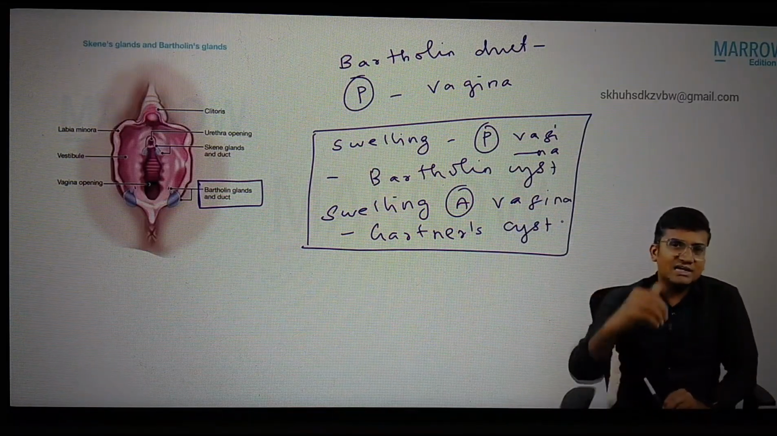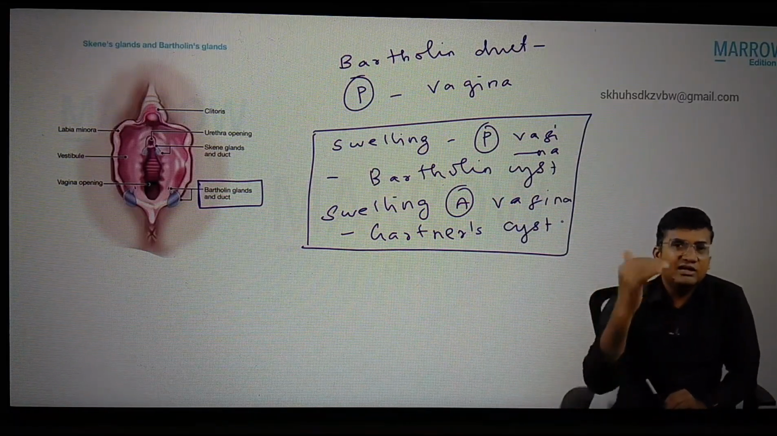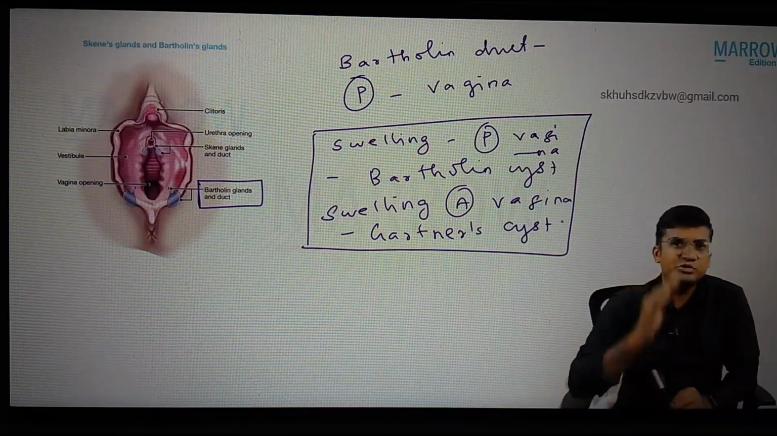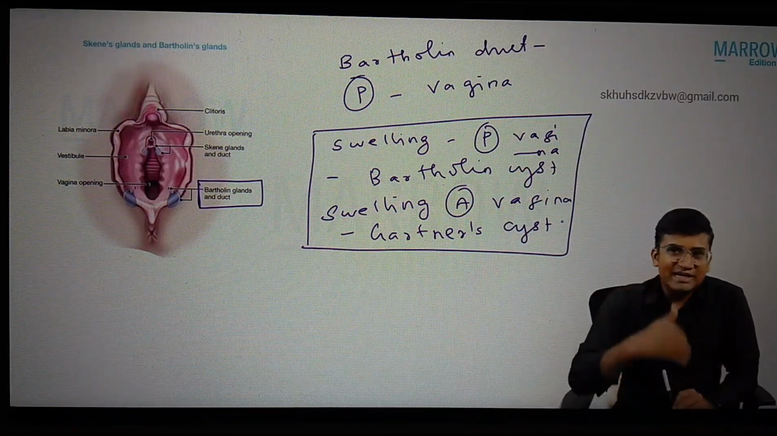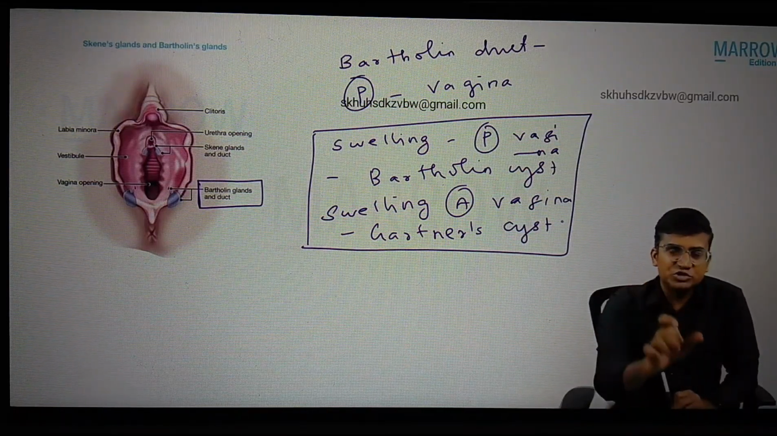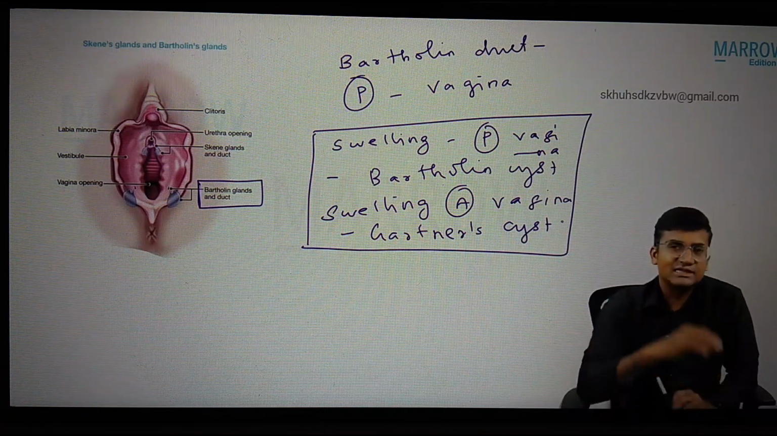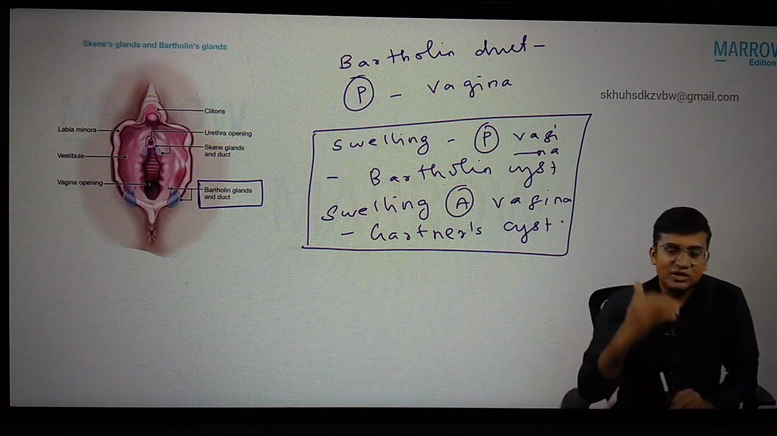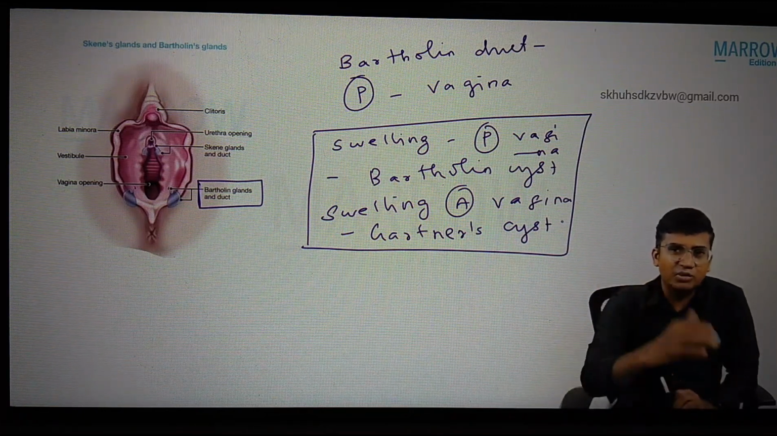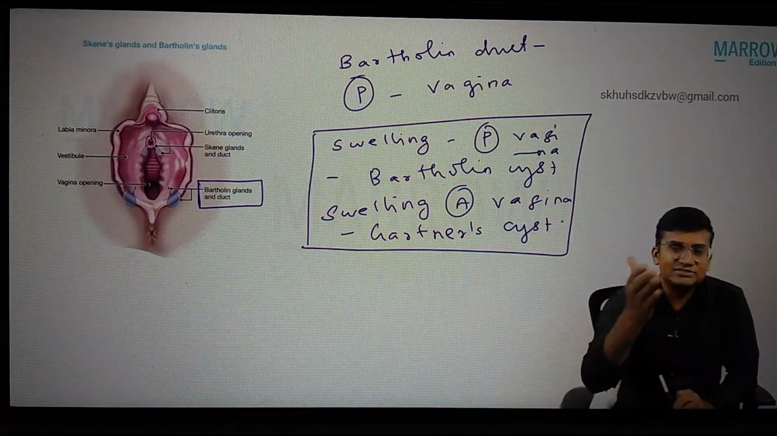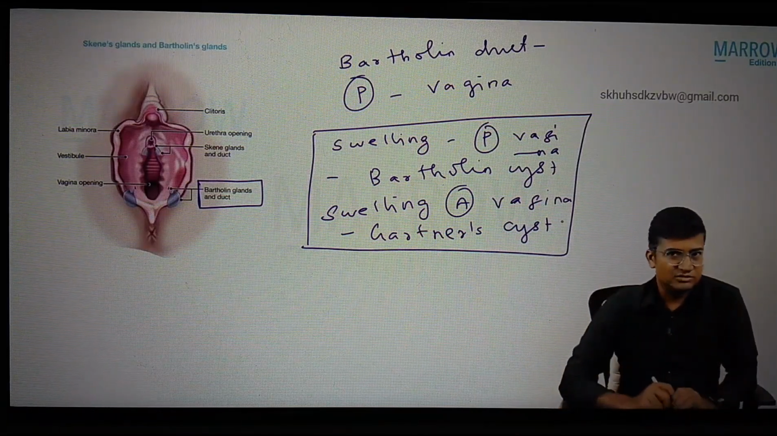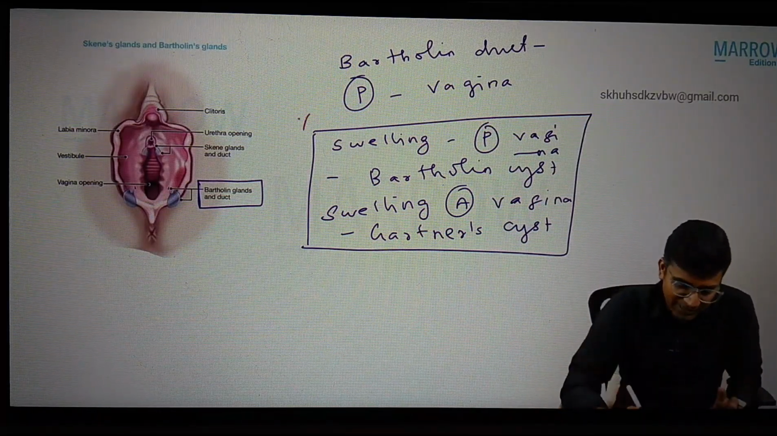So the Gartner's duct opens into anterior wall of vagina. Bartholin duct opens into posterior wall of vagina. So swelling in the anterior wall of vagina is due to block in the Gartner's duct, Gartner's cyst. Swelling in the posterior wall of vagina is due to block in the Bartholin duct, which results in Bartholin cyst. So please note the point.